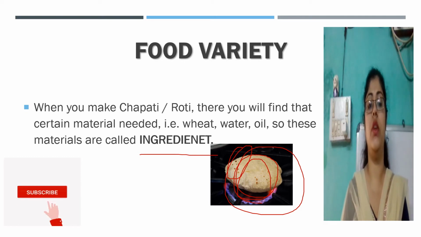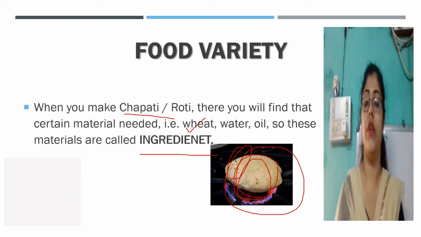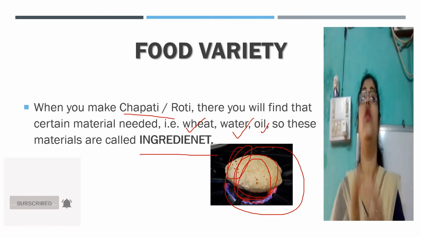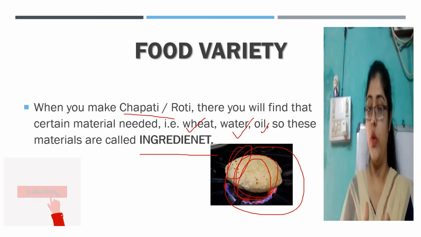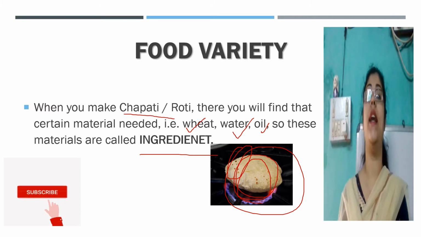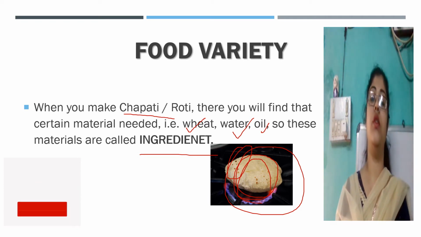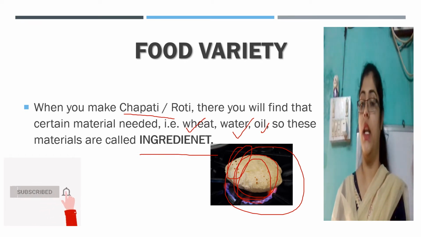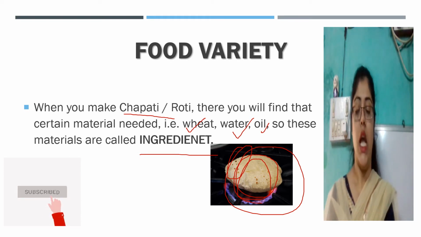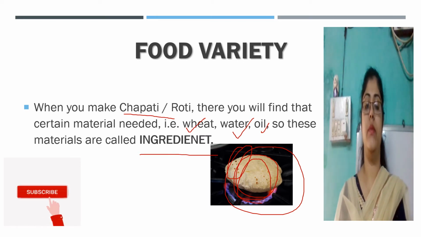For example, if you take this chapati or roti, you will identify that its ingredients are wheat, then water, oil and so on. Food variety means various types of food, and in order to make that variety of food that tastes different in your mouth, you need different food material, and that food material altogether is known as the ingredients to make that food. I hope this is clear to you by this time. So very good, class. Now let's move forward.